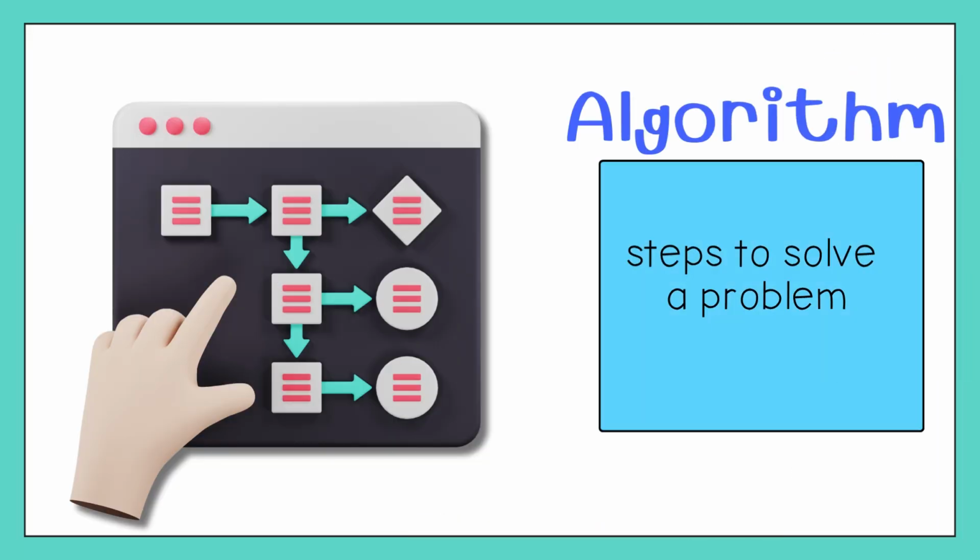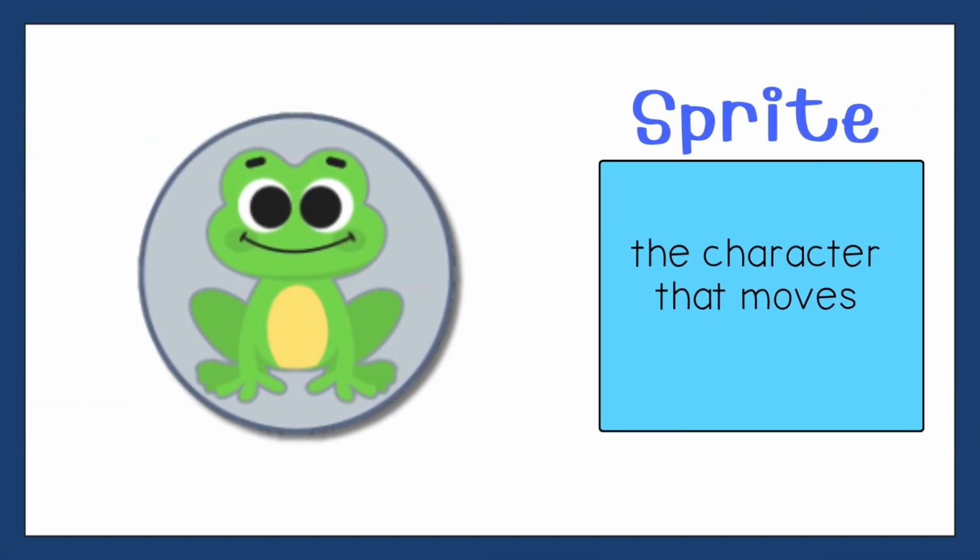An algorithm is the steps we think of to solve a problem. It's like a recipe before we turn it into code. A sprite is a little character that follows your code. In our game, it's a frog.